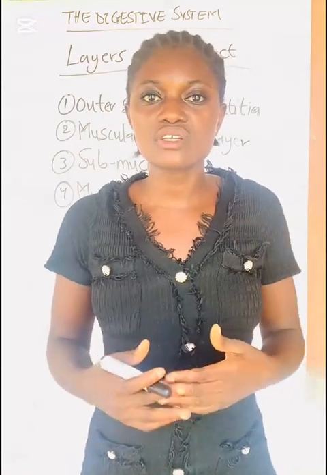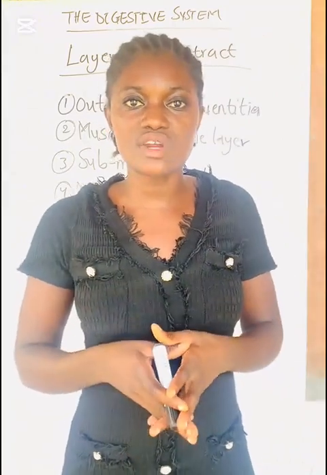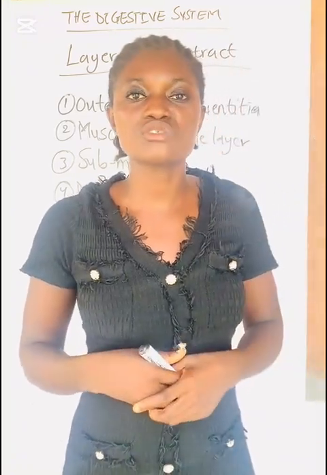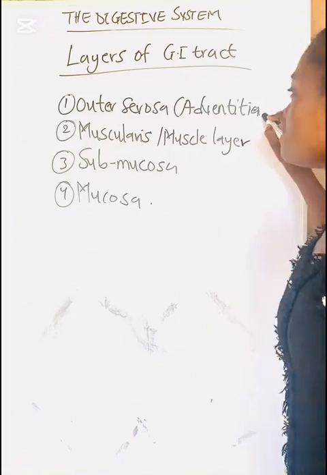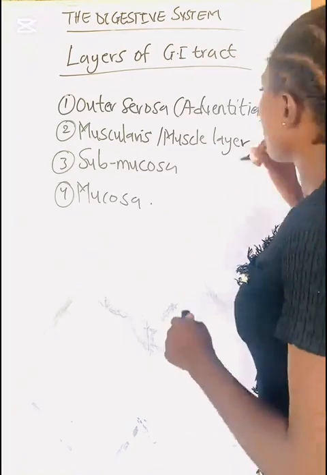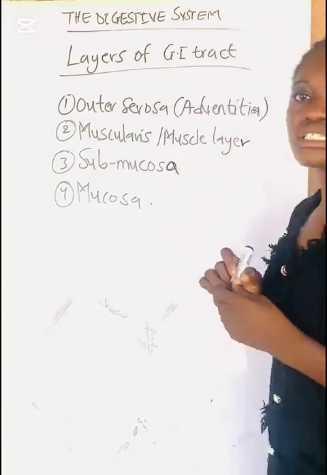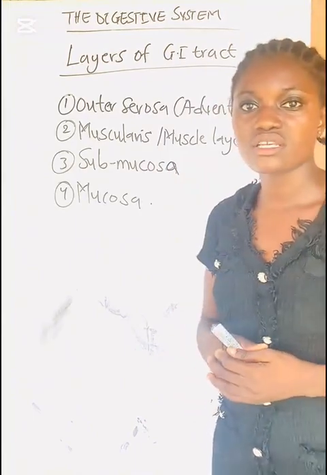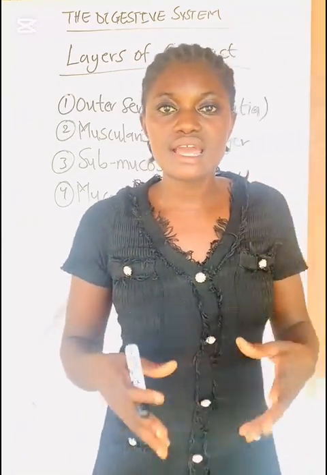The layers of the gastrointestinal tract or the alimentary canal. The gastrointestinal tract is the same as the alimentary canal. So let's move on to the layers of the gastrointestinal tract. So we have our outer serosa or adventitia. We have our muscularis or muscle layer. We have our submucosa, then our mucosa. So these are the layers of the alimentary canal or the gastrointestinal tract. I've already said that the alimentary canal starts from the mouth and ends at the anus.